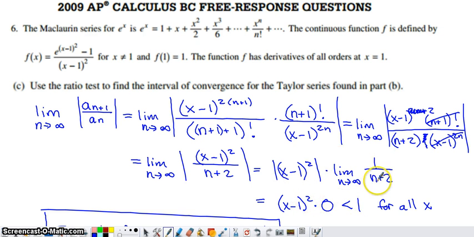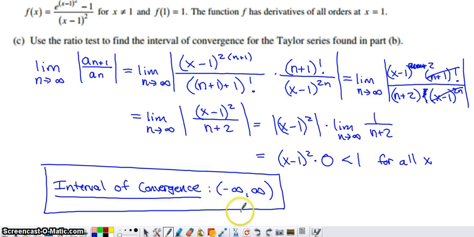And then this limit, if you put infinity in place of this n, you're looking at 1 over infinity, which is going to be getting closer and closer to 0. What the ratio test says is if your limit is less than 1, you converge whenever that happens. So if this is 0 and we take the product of 0 and this (x minus 1) quantity squared, that's always going to be less than 1. Because you multiply this by 0, you get 0, and then that answer is always less than 1. So no matter what x is, you know your series converges because of the ratio test. So what's our interval of convergence? Well, negative infinity to infinity.